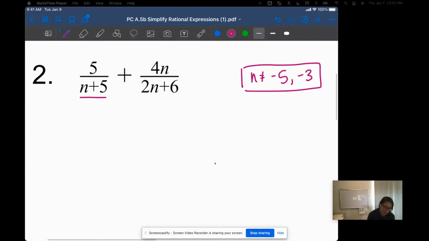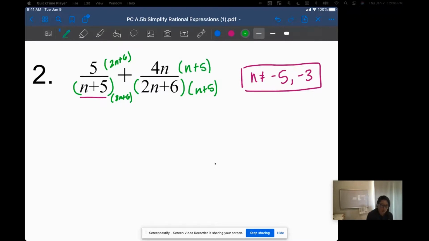And now let's get a common denominator. So I am going to multiply the first fraction by 2n plus 6. Anything I do to the denominator, I must do to the numerator. The second fraction, I'm going to multiply by n plus 5 to get a common denominator. So again, anything I do to the denominator, I am also going to do to the numerator.